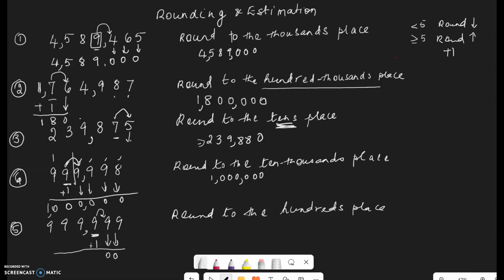Now just add the 1. So 9 plus 1 is 10. Carry the 1 over. 9 plus 1 is 10. Carry the 1 over. 9 plus 1 is 10. Carry the 1 over. 9 plus 1 is 10. So again your answer is 1,000,000. A million has 1 followed by 6 zeros.